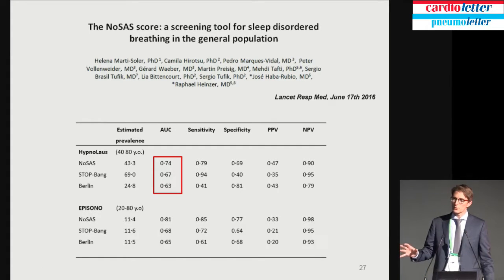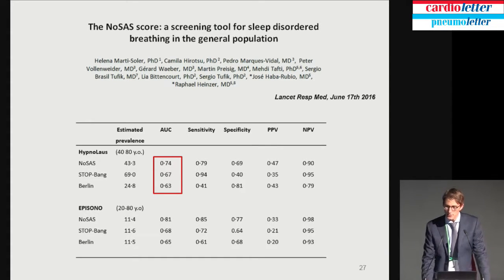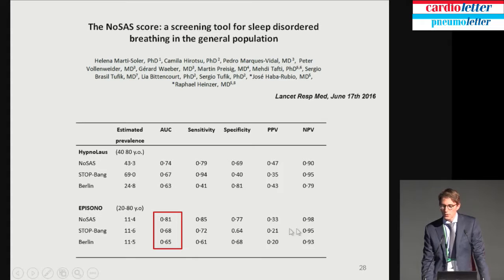And then we decided to validate this score in another completely different cohort called EPISONO. It's a Brazilian cohort in which they did polysomnography in 1,000 people from the general population, and it performs even better with an area under curve of 0.81, and here it was lower. If you look at the negative predictive values here, 0.98, which is good, 0.90. It's a bit lower than STOP-Bang because STOP-Bang is highly sensitive, but the specificity is very low. So I think probably this NOSAS score is a good compromise between high sensitivity and a good negative predictive value.